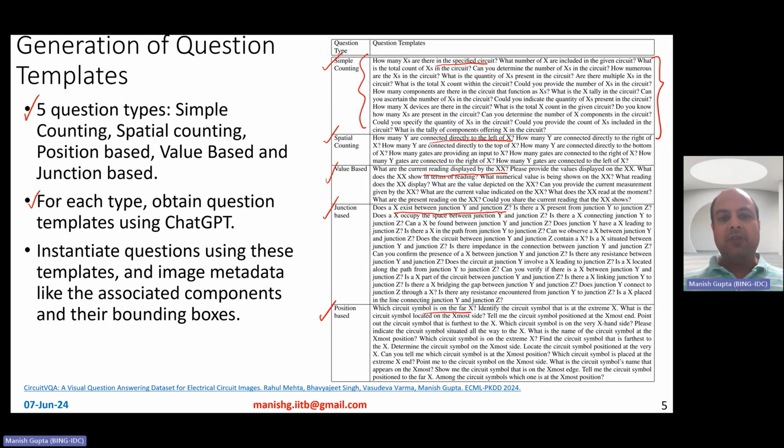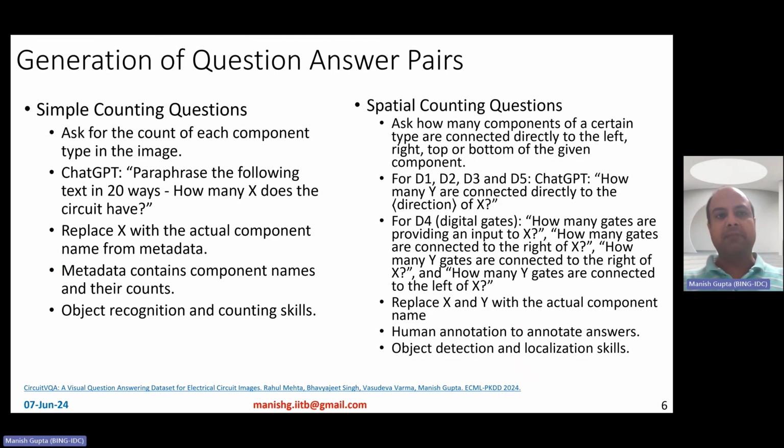Okay. So we use ChatGPT. I'll detail more how we use ChatGPT to generate these question templates. And then the idea is that you instantiate questions using these templates. We randomly choose a template, for example, to create a position-based question, and then use the image metadata like associated components and their bounding boxes so as to actually create those questions. That's basically the way we use question templates.